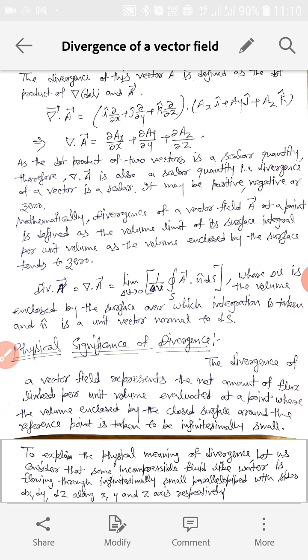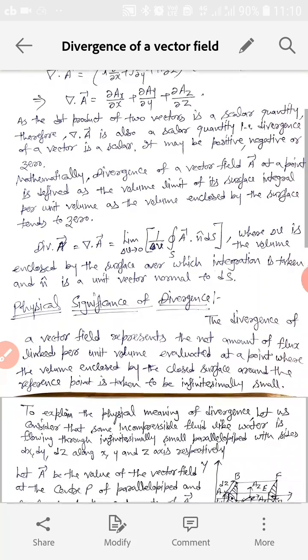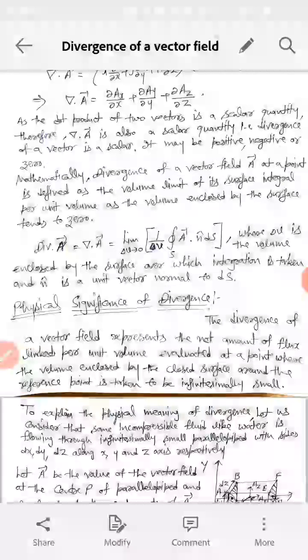See how we have defined this. The physical significance of divergence is again the net amount of flux linked per unit volume, evaluated at a point, because again we define these quantities at a particular point, divergence at a point. So around that point, how much flux per unit volume is there. And around that point we have considered a volume enclosed by the closed surface around that reference point, taken to be infinitely small.